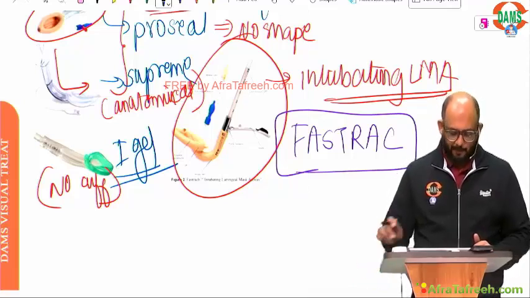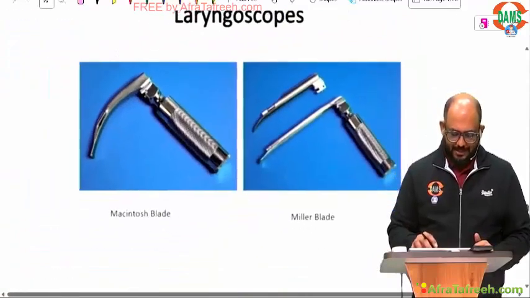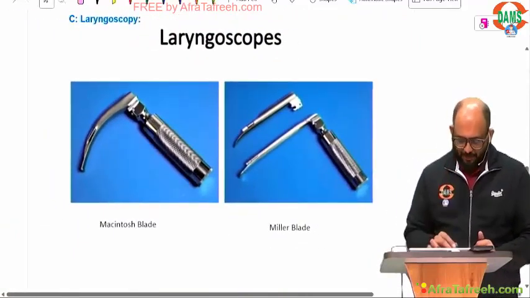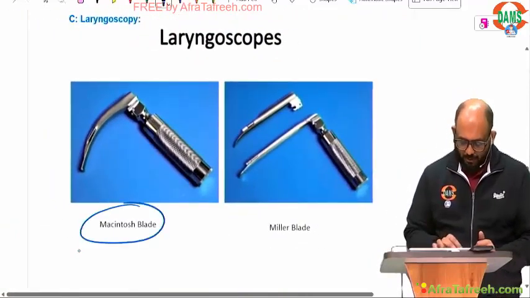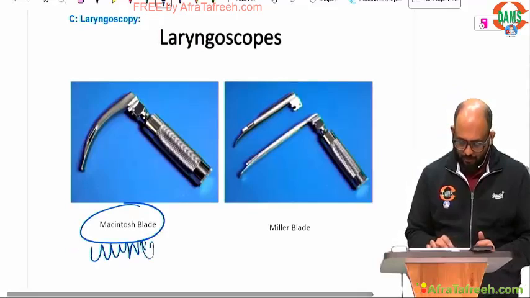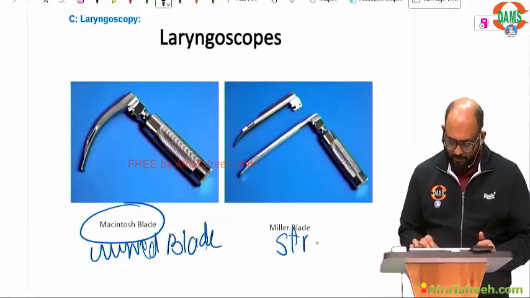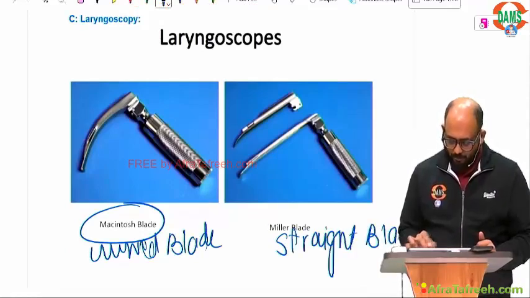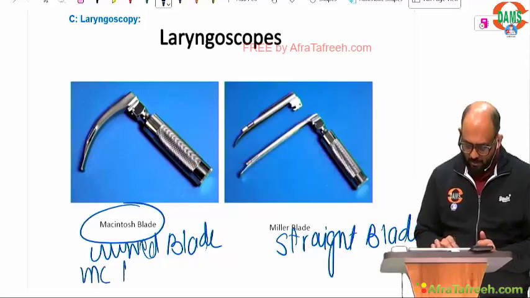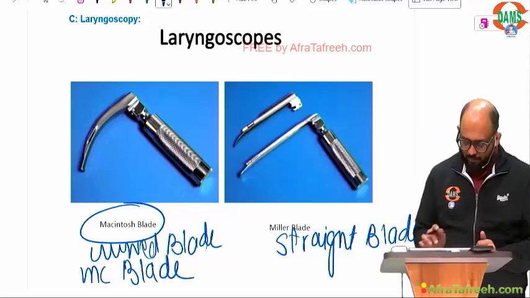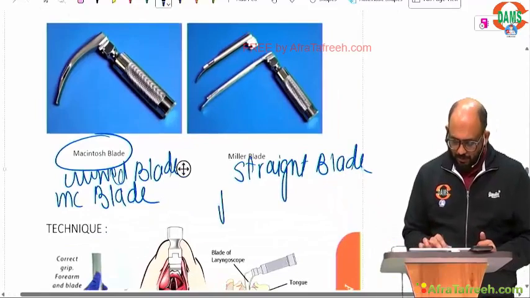Alright. Next is laryngoscopes. Two basic shapes of laryngoscope: Macintosh, the curved blade laryngoscope, and Miller, the straight blade laryngoscope. Most common blade, Macintosh. Miller is used for pediatric intubations.